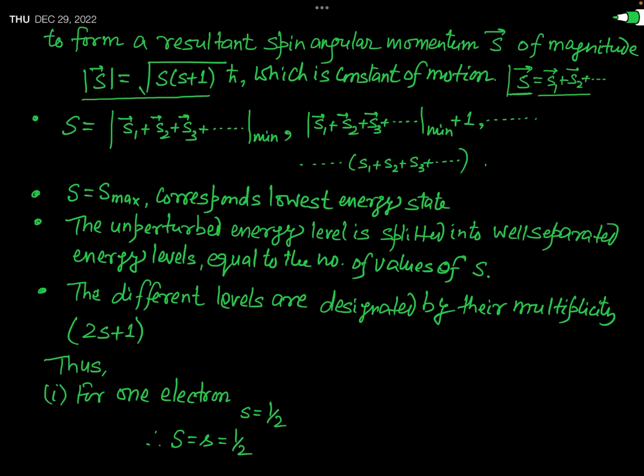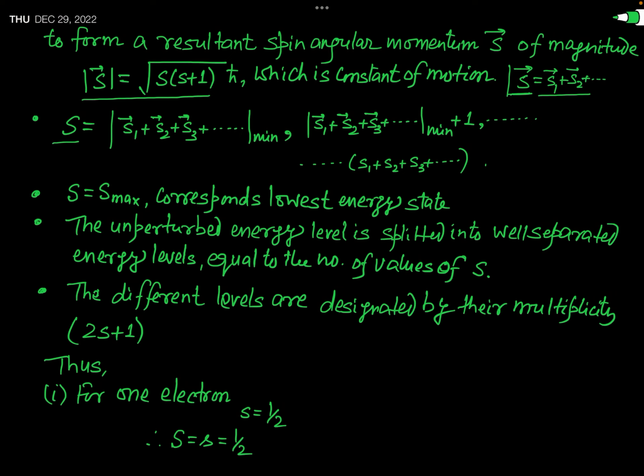Here actually this capital S is the resultant spin angular momentum quantum number. Okay, so it is quantized because capital S will be a number. Now we will see what will be actually the value of this S.